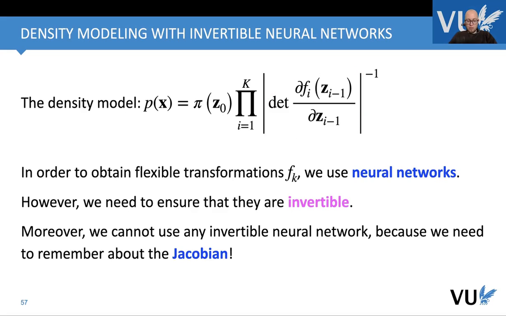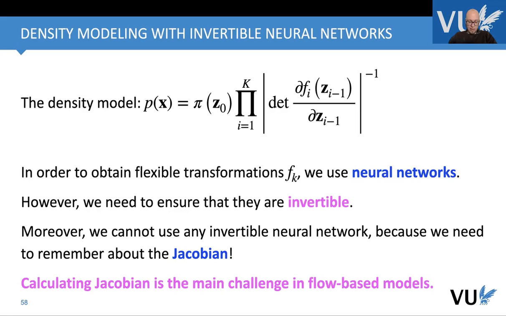And yes, so this is what I just said. We just need to remember to take such a neural network, such an architecture, that we can easily calculate the Jacobian. And in general, this is the main issue in flow-based models. So the research is going in the direction of how flexible a neural network I can pick for which I can still easily calculate the Jacobian.